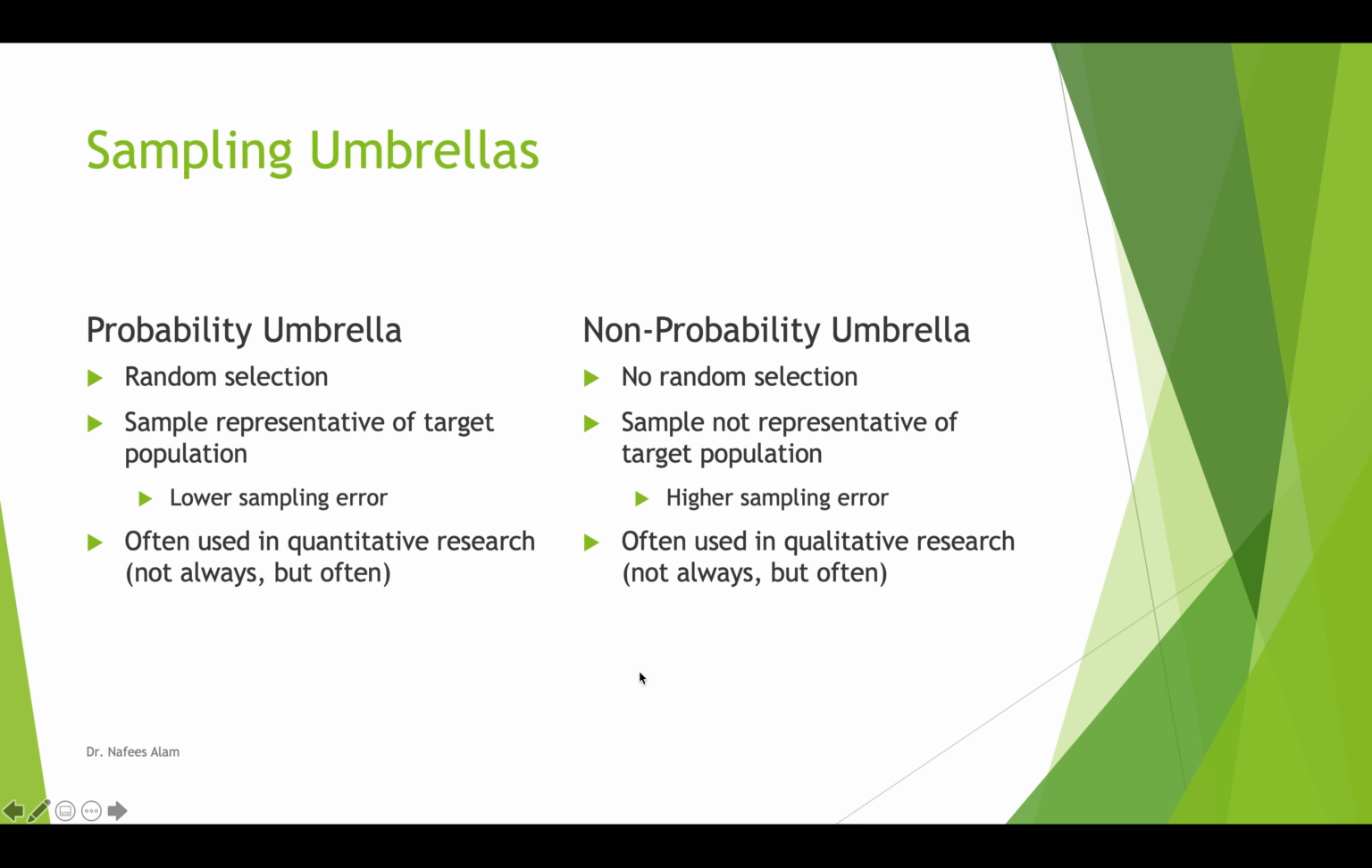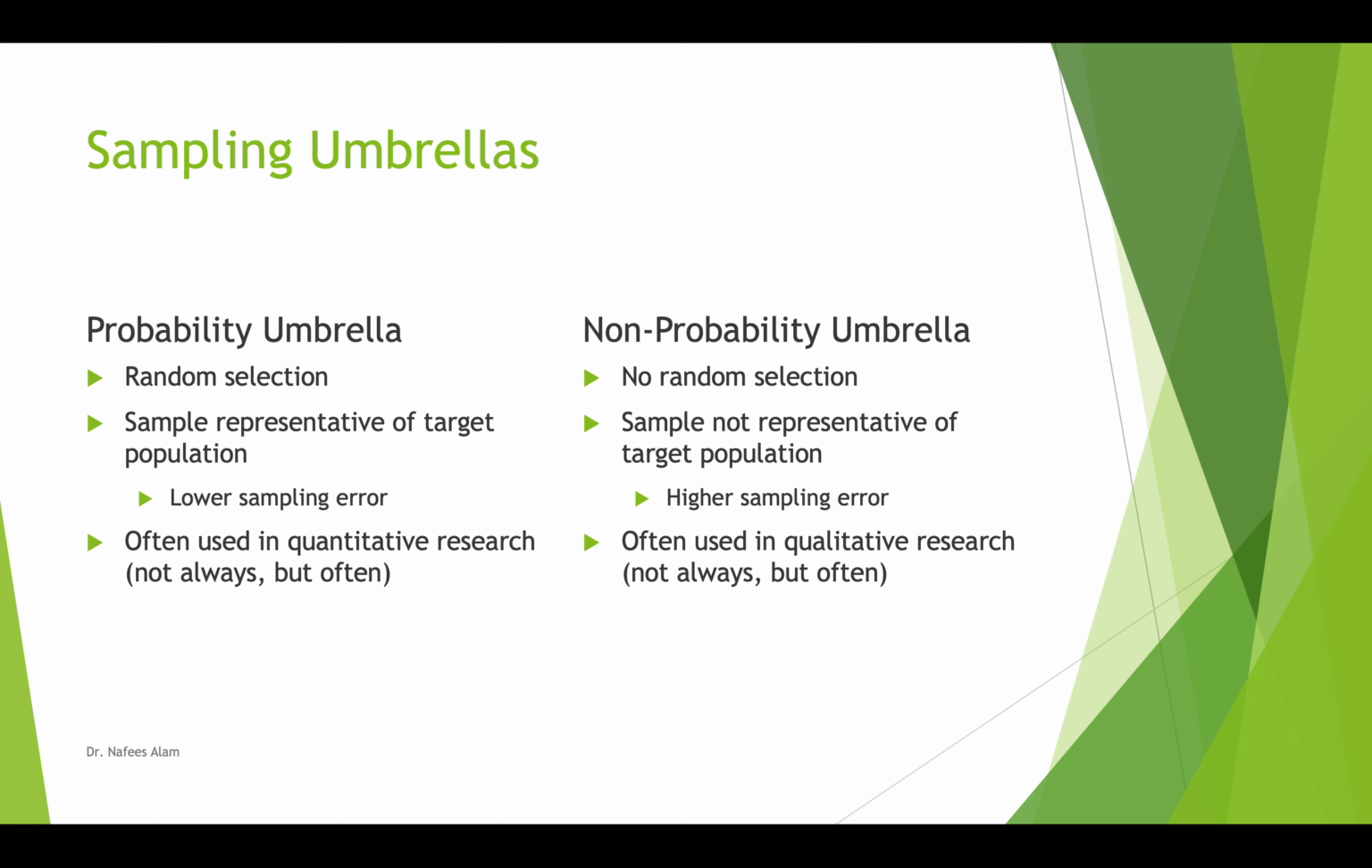So in sampling, you've got two basic umbrellas. First, you have the probability umbrella, and then you have the non-probability umbrella. Under the probability umbrella, you'll have random selection, whereas in non-probability, you'll have no random selection. Probability sampling gives a sample that's representative of the target population, likely with lower sampling error than non-probability sampling techniques, which tend not to be representative of the target population and show a higher level of sampling error.